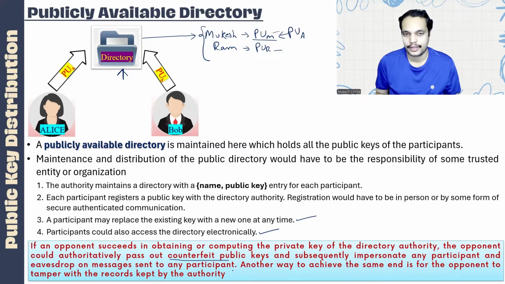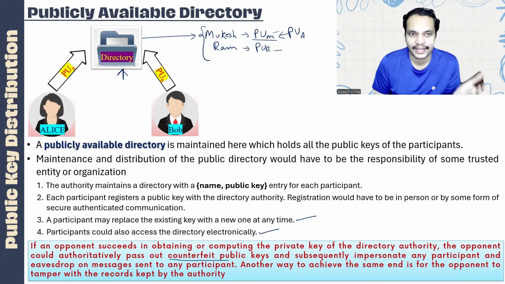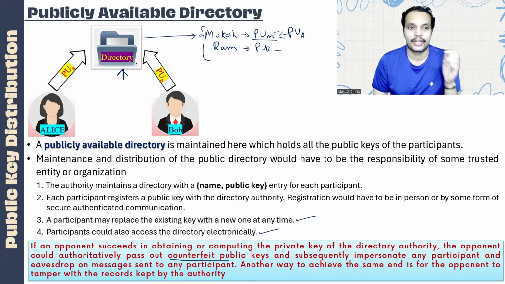sent to any participant. Another way to achieve the same end is for the opponent to tamper with the records kept by the authority. Also, if he is successful in attacking the directory, he could also tamper with the records that are maintained by the directory, which involves all the public keys of these participants. So there is a single point of failure in this kind of scenario.